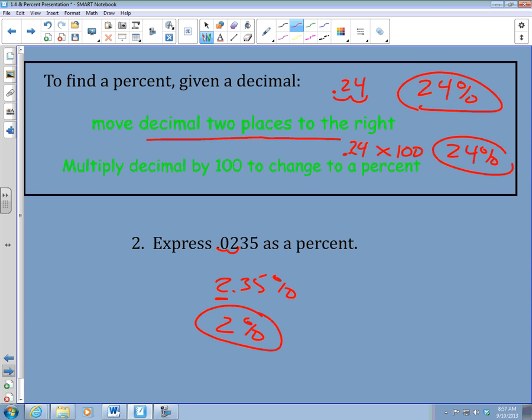But I like to say round it to the nearest tenth of a percent. That would be the 3 right here. Looking at the 5, that tells me to round up. I could say this is 2.4%. I would take either one of these answers, 2% or 2.4% for that matter.